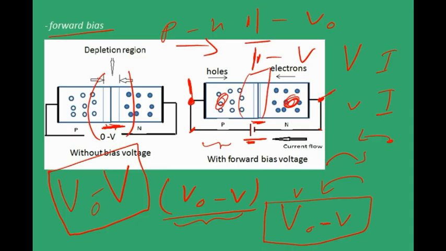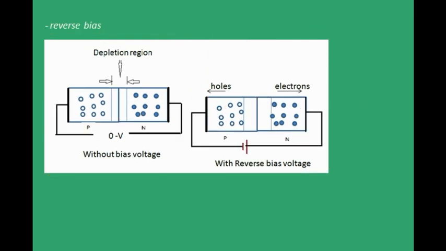And note that the total diode forward current will be the sum of the hole diffusion current as well as the electron diffusion current. Note that, of course, the magnitude will be very, very small, somewhere in milliamperes. We'll go to the next case, that is reverse bias.